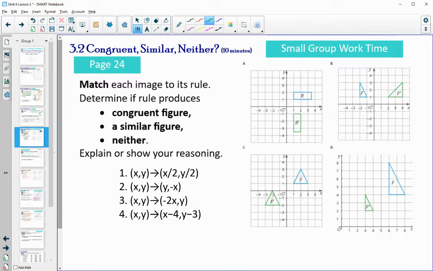So go ahead on 3.2 and see if you can match each image to the rule. So here are the rules, and you want to match the image. And again, these are on page 24 in your workbook. So go ahead, figure out a strategy to match the rules to the images. Decide whether the image and the original figure are congruent. Are they similar, or are they neither? And then come back to the video and we'll discuss.